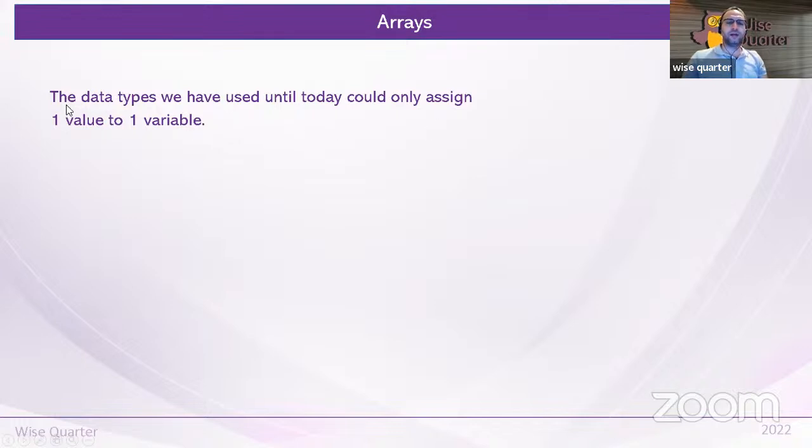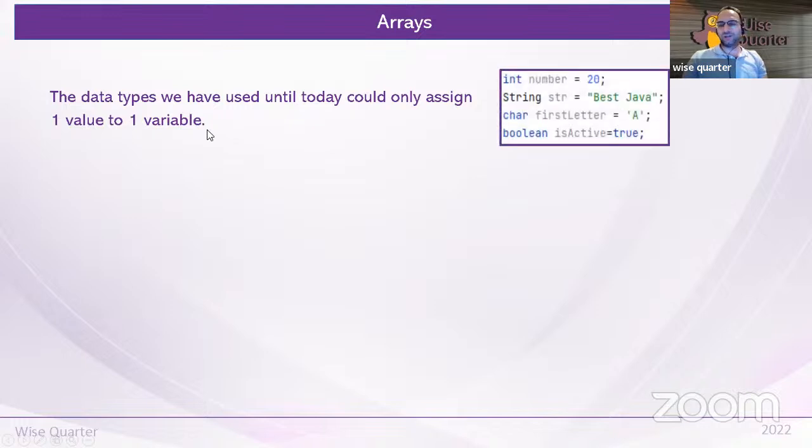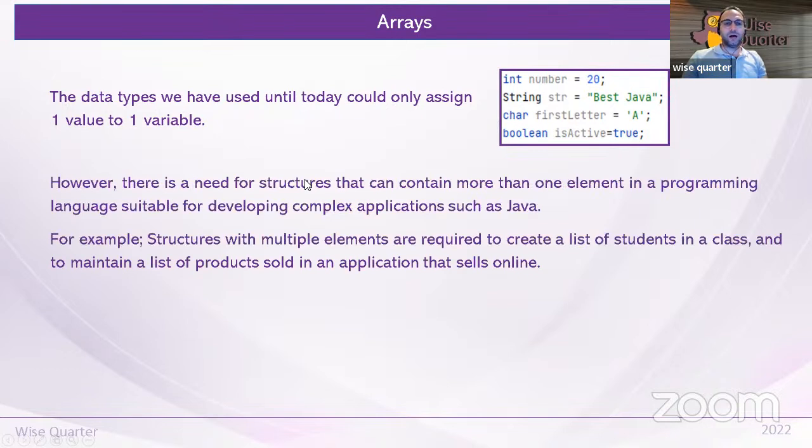Yes, until now we could only assign one value to one variable. Arrays will change everything. Here, as you can see, if you want to store a number, you should use a number, string, char, boolean, things like that. However, we cannot handle everything in an application with this kind of variables. Instead, we need something to store all the variables in a list, something like a list.